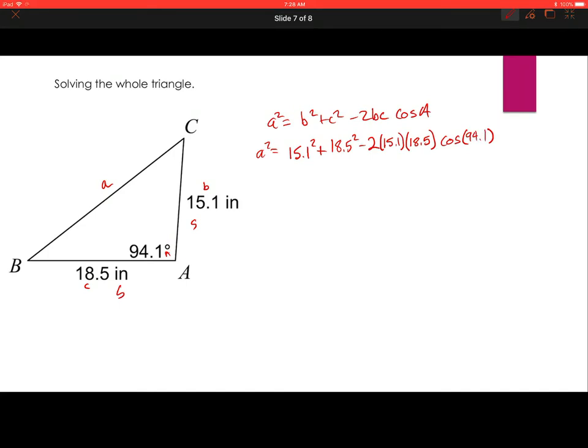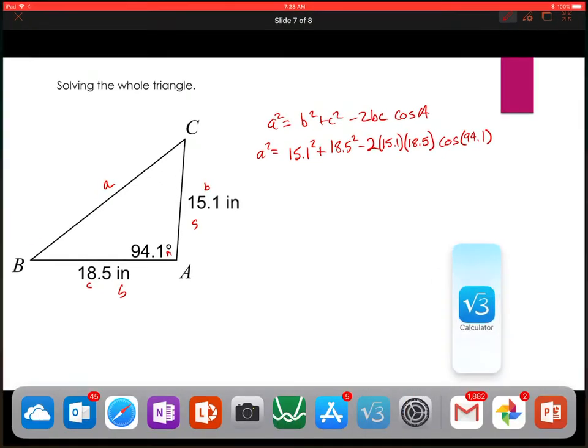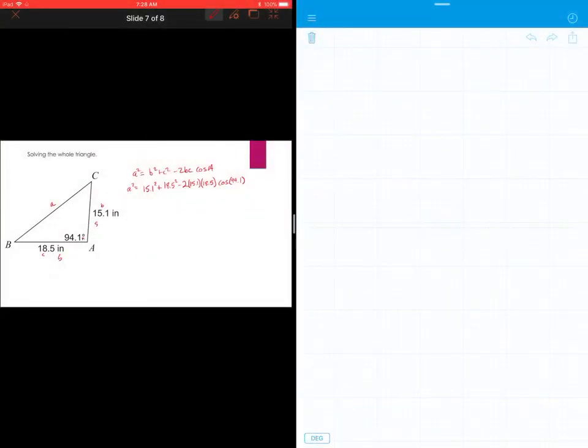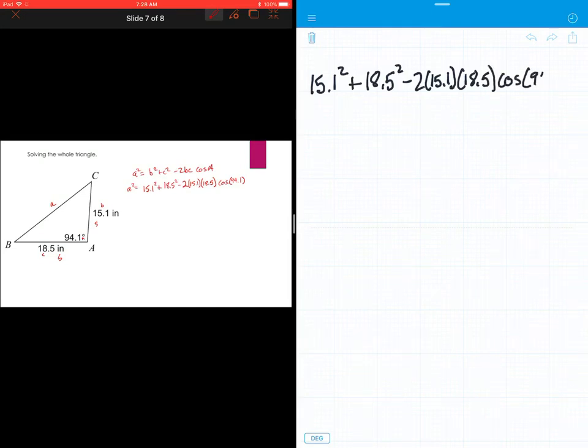That's what I'm going to type into my calculator. Hopefully I can remember all this. Just a second here. Let me see if I can pull my calculator up here in split screen mode. Let me even make it a little wider so I can type all that in there. Okay, so we got 15.1 squared plus 18.5 squared minus 2 times 15.1 times 18.5 times the cosine of 94.1.